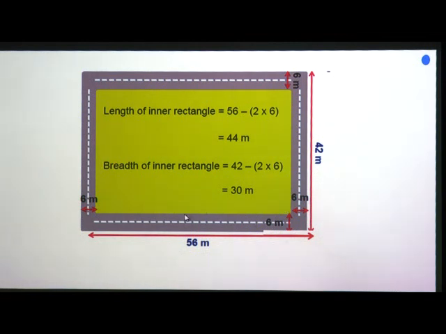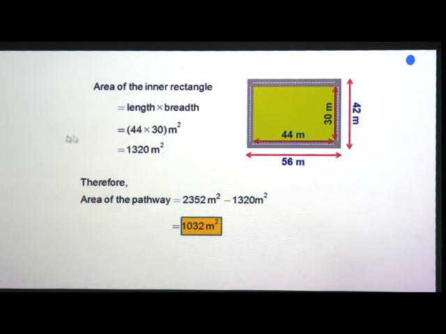The length is 44 and the breadth is 30 meter. So, in this way you find out the length as well as the breadth of the inner green rectangle, whose width around the rectangle is given as 6 meter. Now you have to find the area of the inner rectangle, since you know the length as well as the breadth. So, area of the inner rectangle is equal to length into breadth.